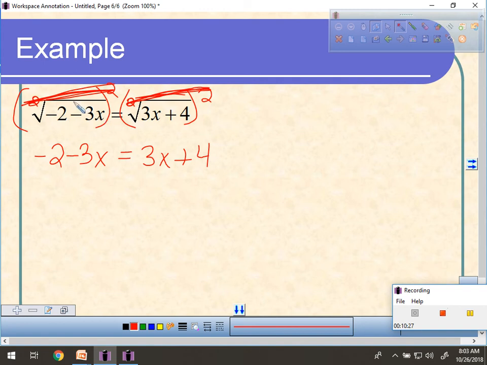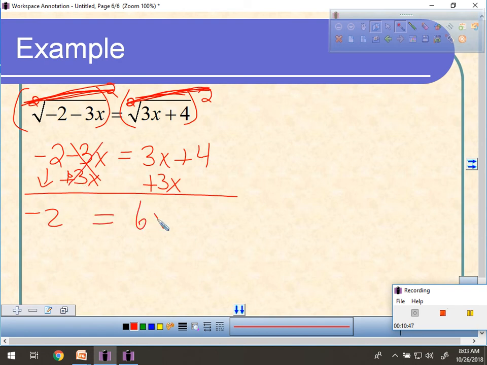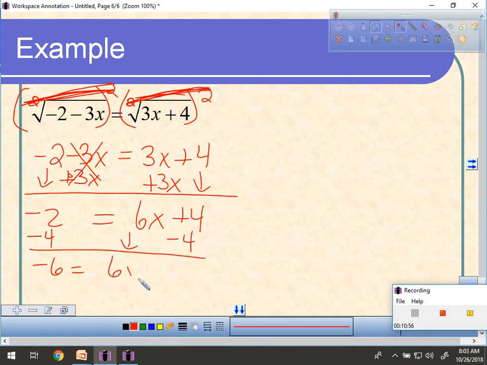Now that only works if there's a radical on the left and a radical on the right. And so then those just go away. And then you can just solve this for x. Now I do notice I have an x on both sides, so I'm going to add 3x to both sides first, and that'll give me negative 2, that cancels out, equals 6x plus 4. And then just to solve this for x, I would subtract 4 from both sides, so that gives me negative 6 equals 6x, and then that crosses out, and then divide by 6, so that gives me my answer, x is equal to negative 1.